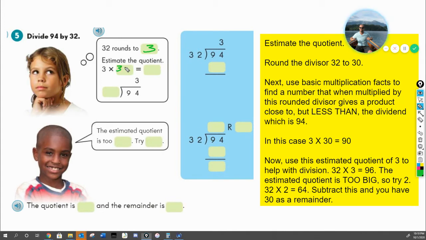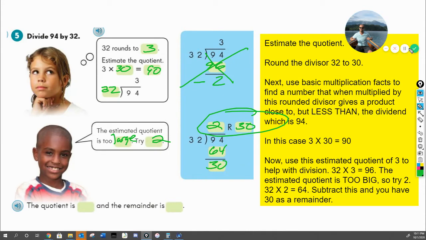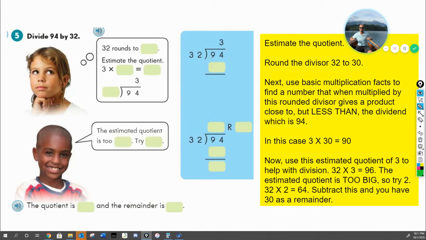Oh, 3 times 30 is about 90, so 32 is going to go into 94 3 times, but it's not going to. They deceived me again, and I'm going to get a -2, which, no, this just, no. So I'll try 2. 2 times 32 is 64, my remainder is 30. Oh, look at that. What a wonderful learning opportunity it's provided us.